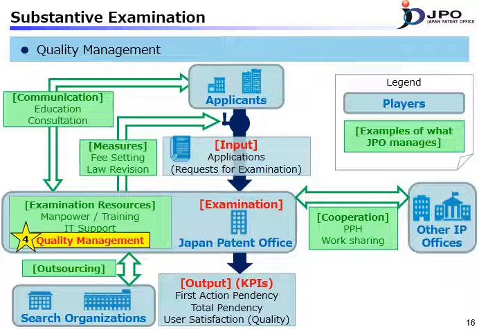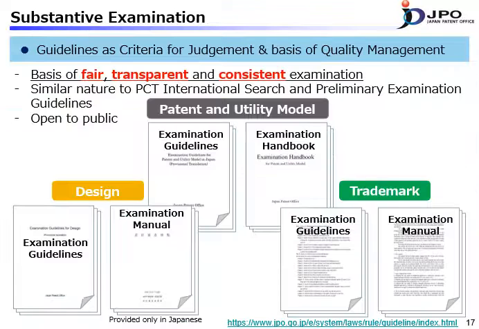Next, we will explain quality management in substantive examination. Before discussing the quality of substantive examinations, what is inevitable and essential for examiners is to read through the documents that describe the guidelines for the examination. In Japan, these documents are called Examination Guidelines and Examination Handbook, and they are publicly available on the JPO website.